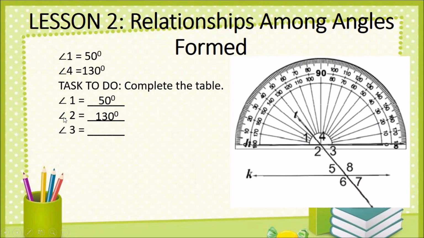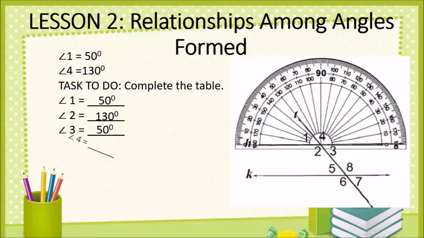Kung si angle 4 ay 130 degrees, therefore angle 2 is also 130 degrees. At ang kanyang opposite angles or vertical angles of angle 3 is angle 1, and angle 1 is 50. Therefore, the measure of angle 3 is also 50 degrees. So, hindi natin pwedeng kalimutan ang mga properties na ating na-discuss last week about the pairs of angles.